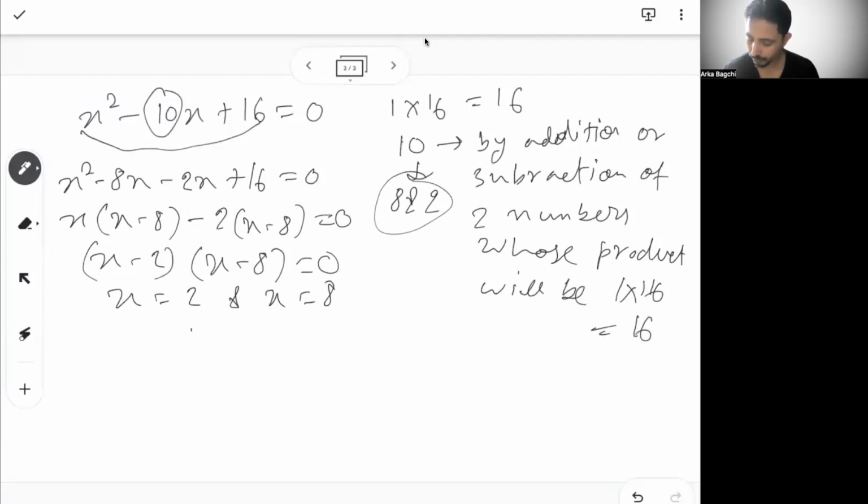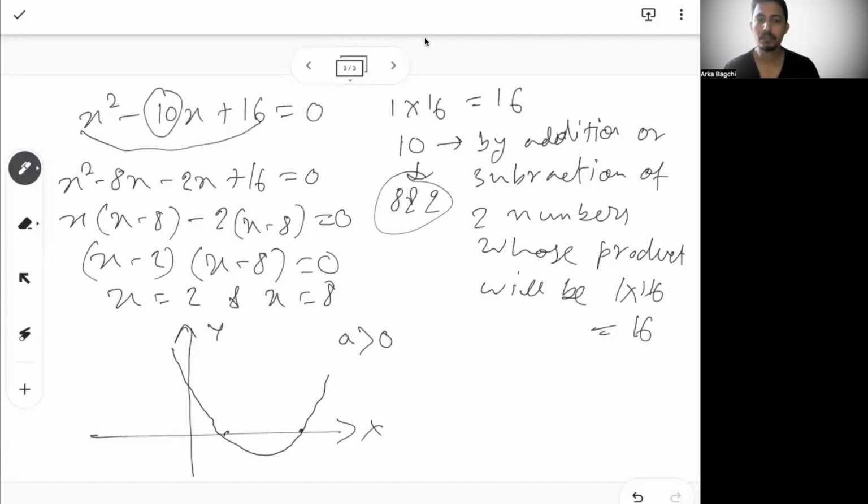So now, this is your x-axis, this is your y-axis. In this equation, the coefficient of x square is 1. So here I can say a is greater than 0 because a is 1. Now x is 2 and 8, which means it will be an upward parabola, but it will go through the points 2 and 8. So the parabola will look like this, right? So this will be the graphical representation of the equation that we have given.